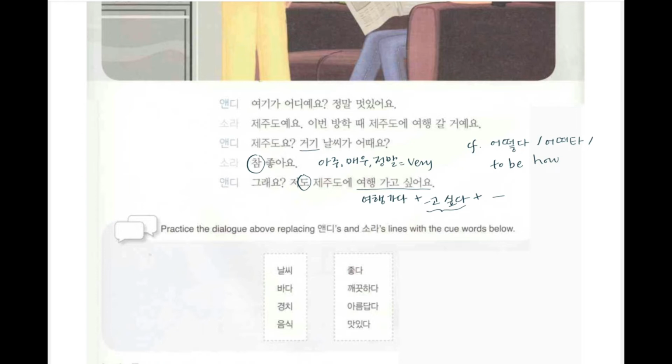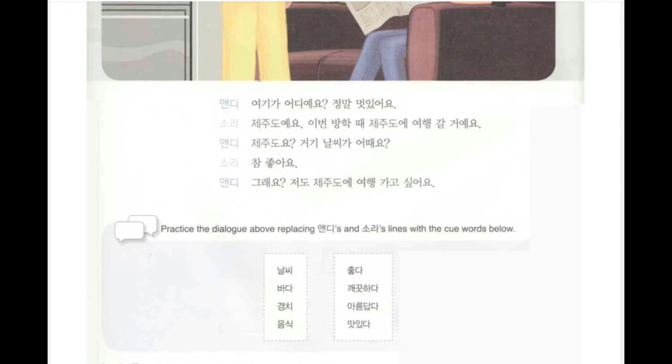됐죠? Very good. 자, let me get rid of this very cleanly. And then let's do some role play. 자, 제가 Andy 할게요. 여러분이 소라 하세요. 시작. 여기가 어디예요? 정말 멋있어요. 제주도요? 거기 날씨가 어때요? 그래요? 저도 제주도에 여행 가고 싶어요.